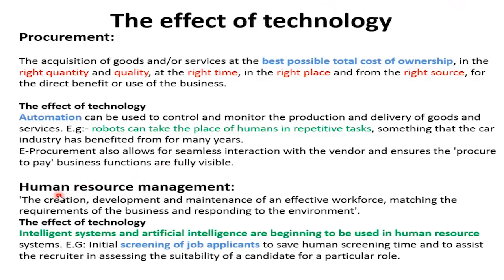Human resource management. In human resource management, what effect does technology have? You know what human resource management is: the creation, development and maintenance of an effective workforce, matching the requirements of the business and responding to the environment. The effect of technology: intelligent systems and artificial intelligence are beginning to be used in human resources.